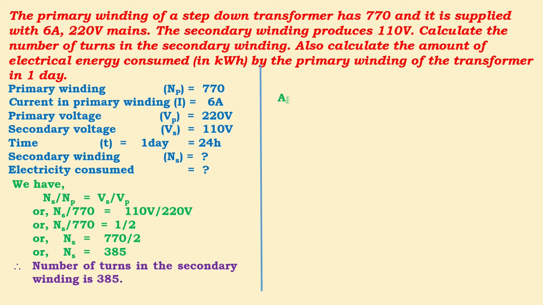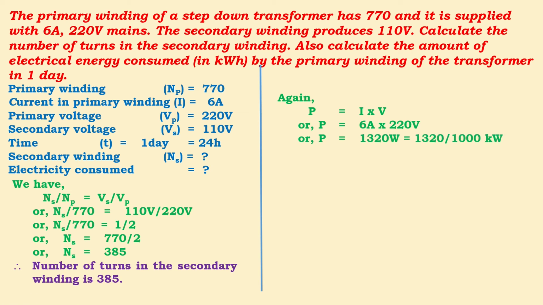Now we have to go forward again. Power equal to current into voltage, and current in the primary coil is given as 6 ampere. Primary coil current is 6 ampere and voltage in primary coil is 220 volt, and when we multiply these two we'll get 1320 watt, and since we want kilowatt, when divided by 1000 we get the value in kilowatt, that is 1.32 kilowatt.